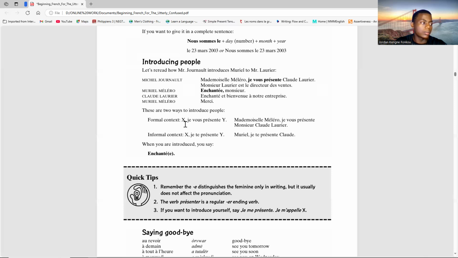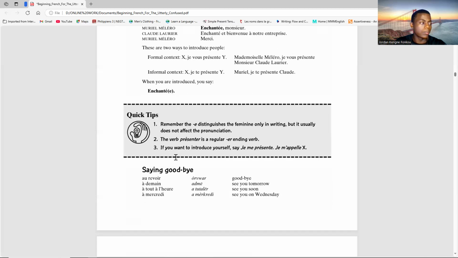So these are two ways to introduce. Formal context, like X could be Jean, je vous présente Y. X, I present you, please. Mademoiselle Mélero, je vous présente Monsieur Claude Laurier. Informal context, je te présente instead of je vous présente. So maybe, Abhinav, je te présente Jean, and so on. And enchanté, which means nice to meet you.